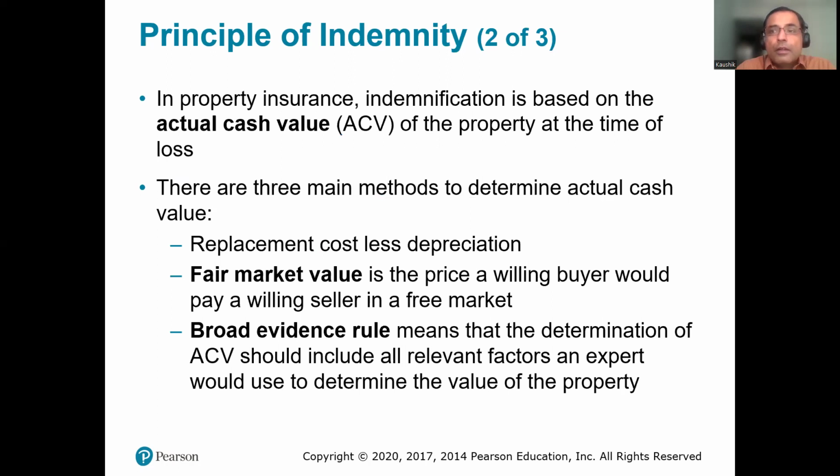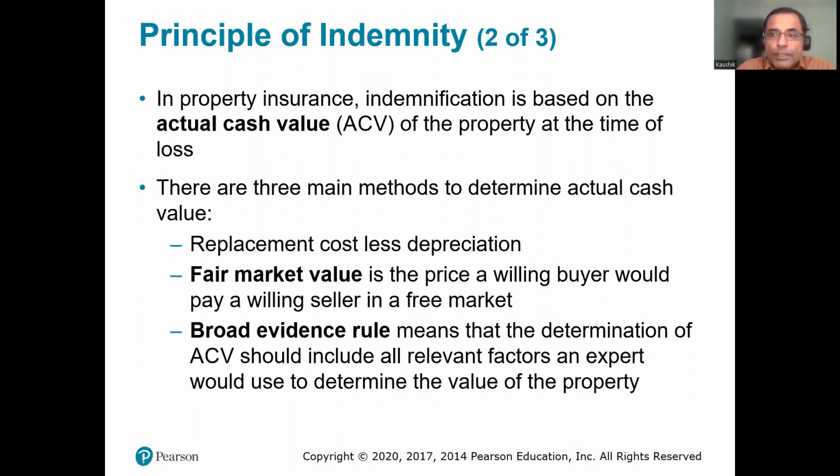property insurers work on the basis of actual cash value. So that is the actual value of the property at the time of loss. The actual cash value can be determined through three methods. The first is replacement cost less depreciation. Replacement cost is the price of the property at the time loss occurs, and depreciation is the degradation that has happened based on the number of years of use. So replacement cost minus depreciation is the actual cash value at the time of loss.